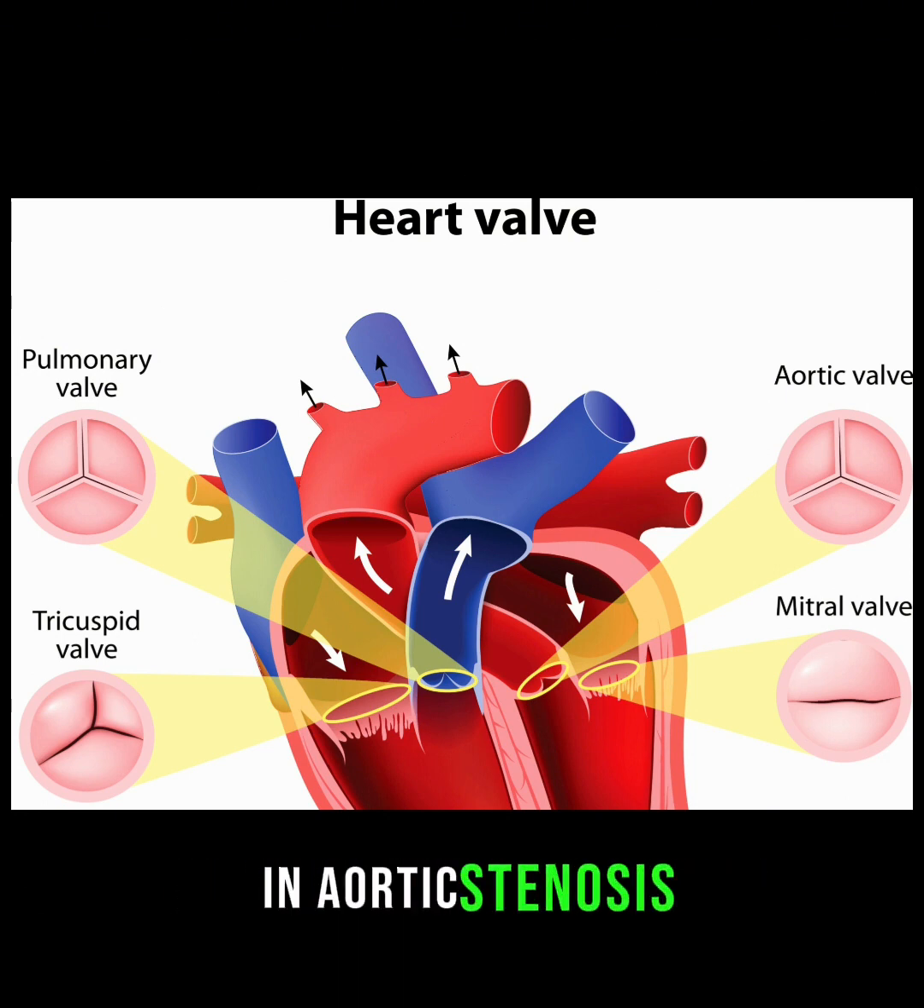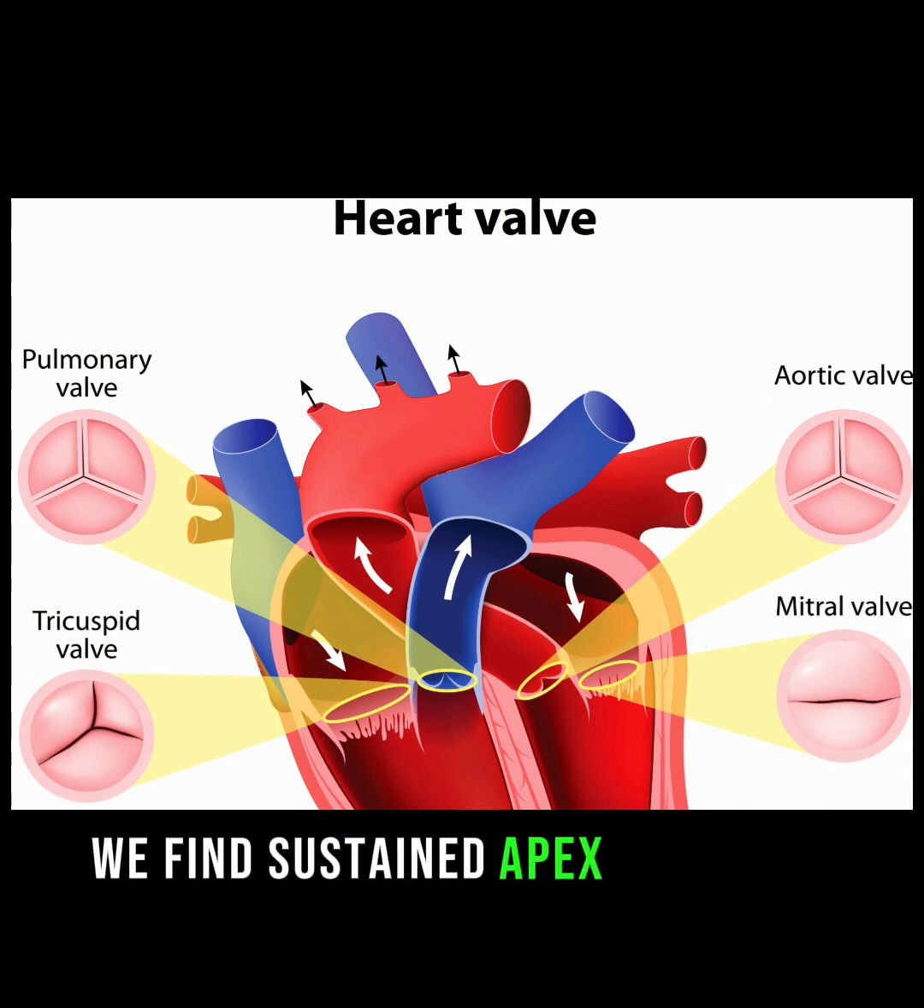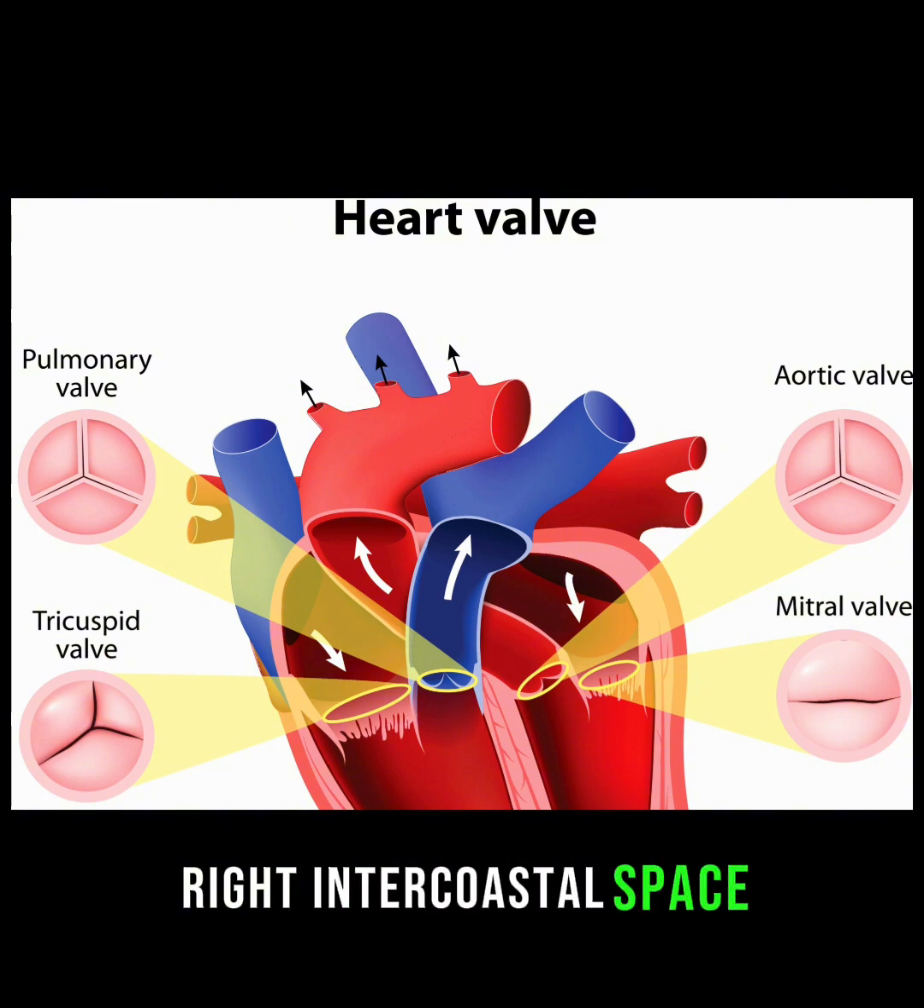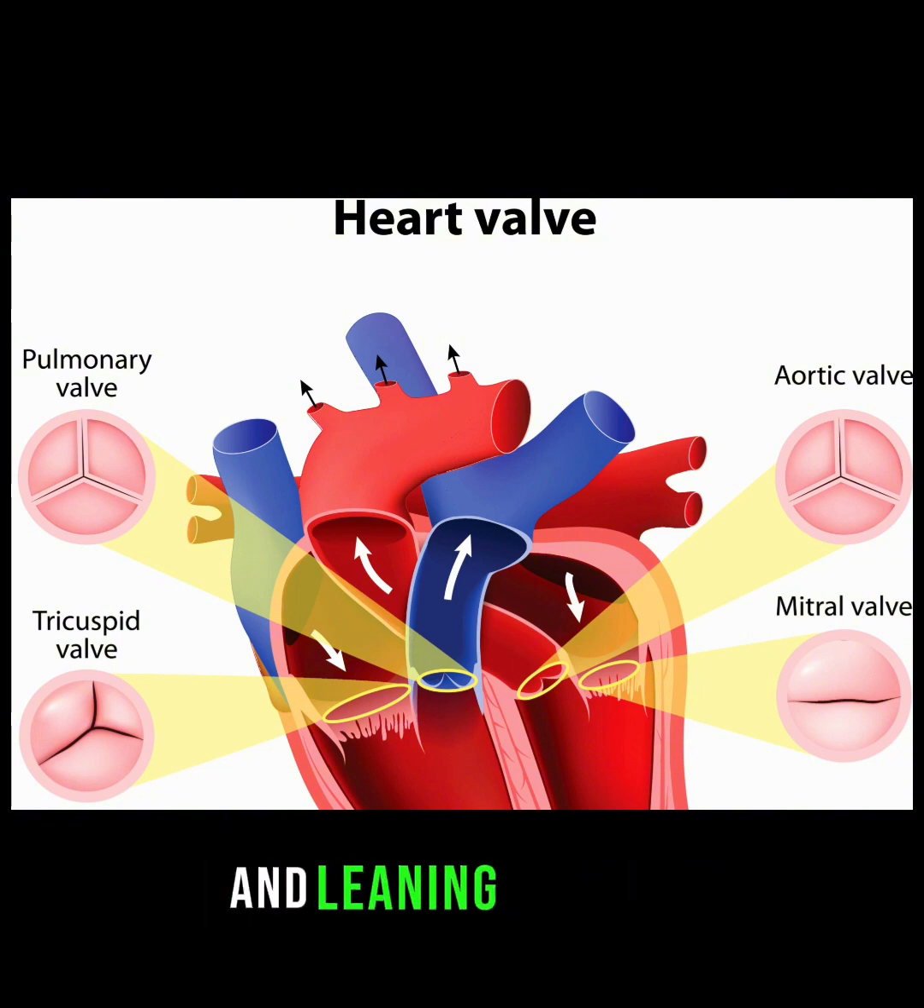In aortic stenosis, we find a sustained apex and weak S2, and we hear a harsh murmur on the second right intercostal space, increased with expiration and leaning forward, and it is mid-systolic. In aortic regurgitation, we find the same as in aortic stenosis, plus a water hammer pulse, and usually a normal S2.